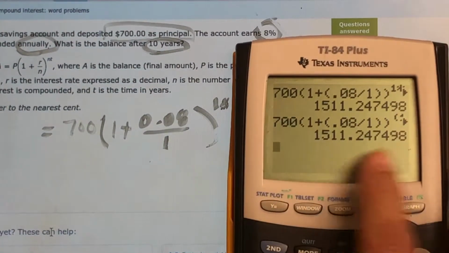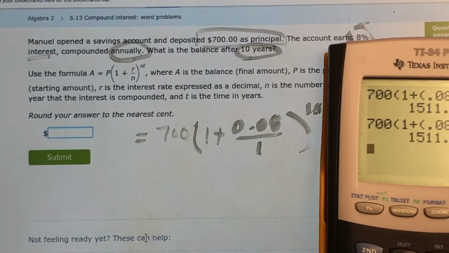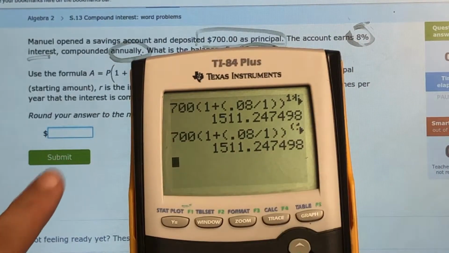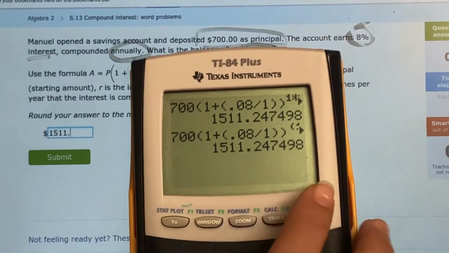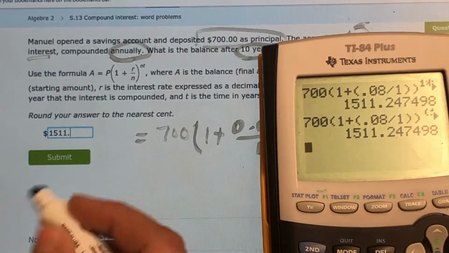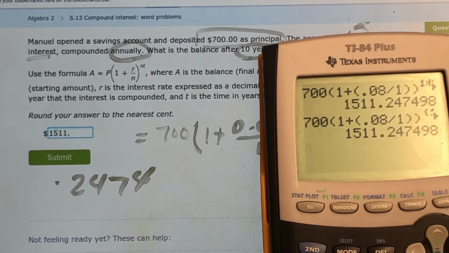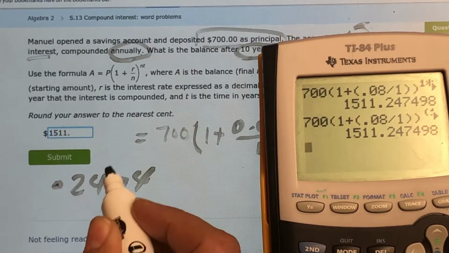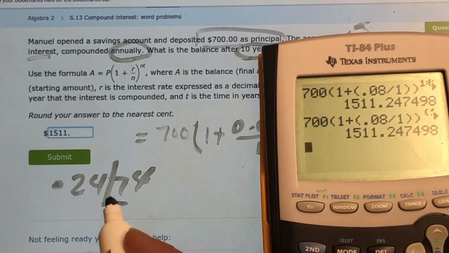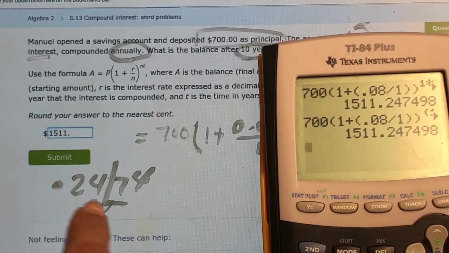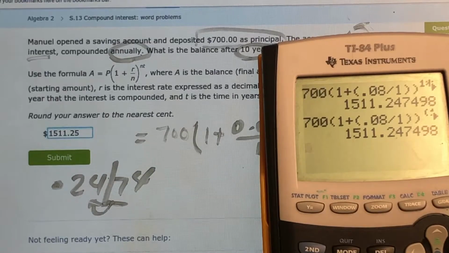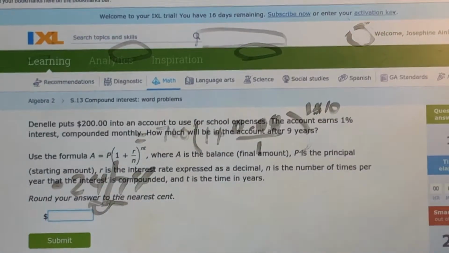All right, so this is my answer, and the question is round to the nearest cent. So what does that mean again? So let me put my whole number in, so that's 1511 point. And to the nearest cent is 2 numbers after the decimal. So I'm going to write down what I have, 2, 4, 7, 4, etc. 2 numbers after the decimal, so here's my decimal, 2 numbers. What does that 7 do? It makes this go up by 1, so it'll be 25. So it'll be 25 cents. And that's pretty much all you're doing over and over and over again.